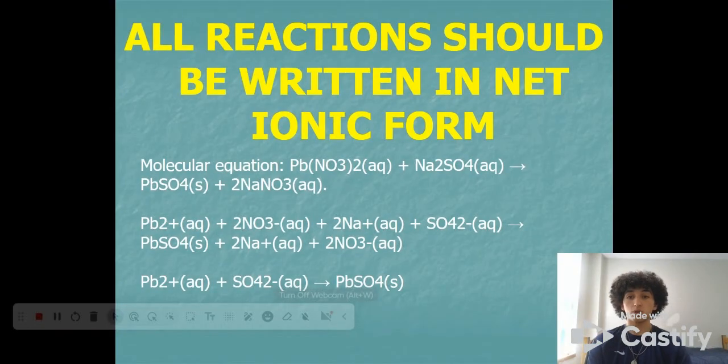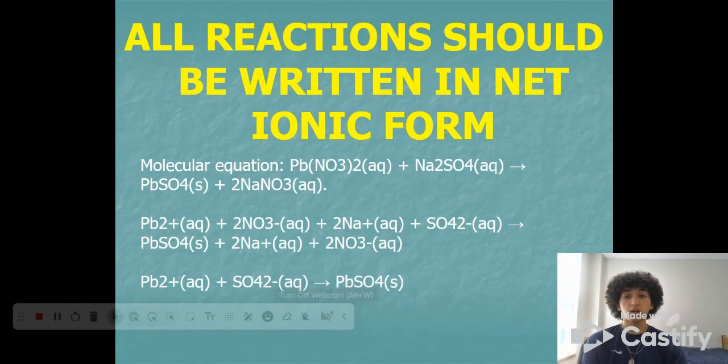The molecular equation, which is shown here, is Pb(NO3)2 plus Na2SO4 yielding PbSO4 solid plus 2NaNO3. These are the full formulas without splitting. Now, the complete ionic equation, you get this by splitting all the aqueous compounds into their individual ions. So Pb2+ (aq), 2NO3- (aq), 2Na+ (aq), SO4 2- (aq) on the left. On the right, you have PbSO4 (s), 2Na+ (aq), and 2NO3- (aq).